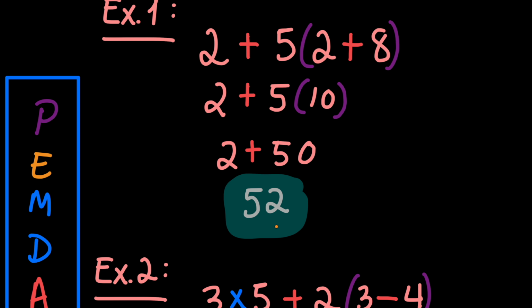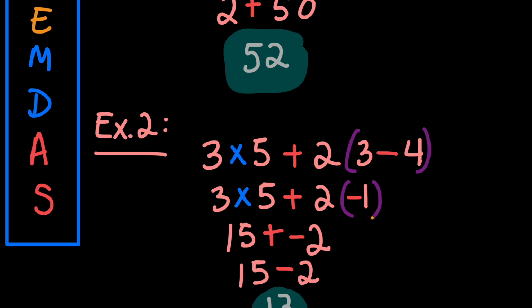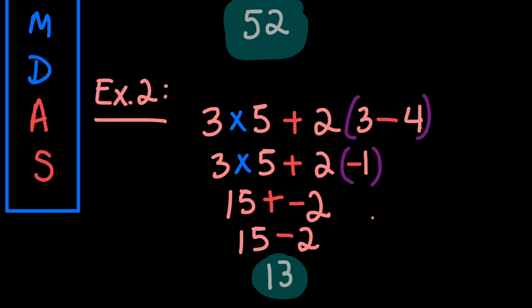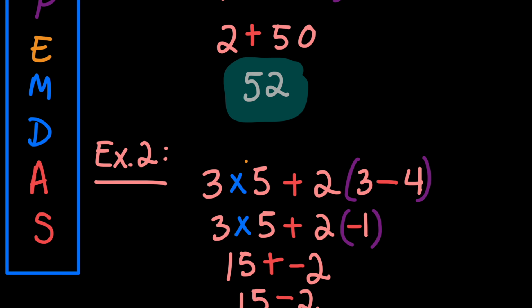Perfect. Okay, so that was that example. And then we have our second example. So here we have, from left to right, 3 times 5 plus 2 parentheses 3 minus 4. So again, parentheses is first, it's in purple. So we have 3 minus 4, which is negative 1. So now we start again. So from left to right, we have 3 times 5 plus 2 parentheses negative 1.